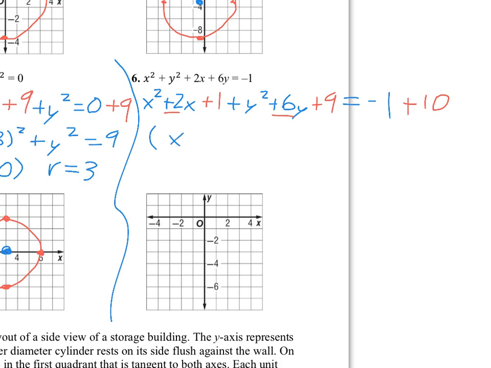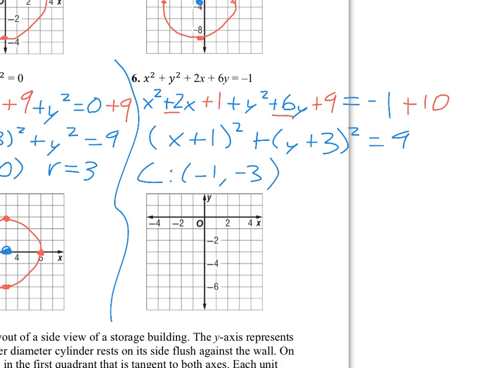Factor the x's, we get x plus 1 squared. Factoring the y's, we get y plus 3 squared equals 9. Our center is negative 1, negative 3, and our radius is the square root of 9, which is 3. Alright, plotting our center at negative 1, negative 3, and then we want to go 3 up, down, left, and right.